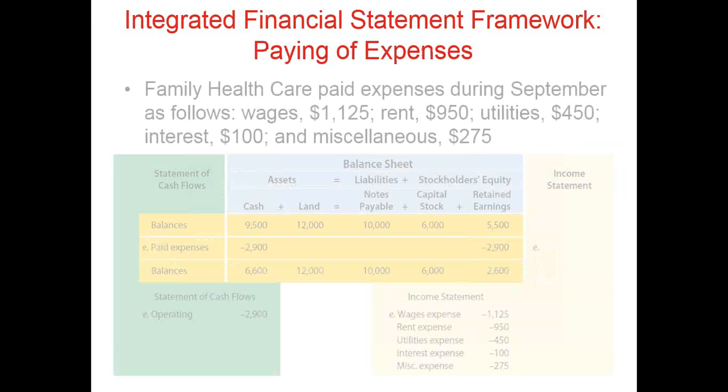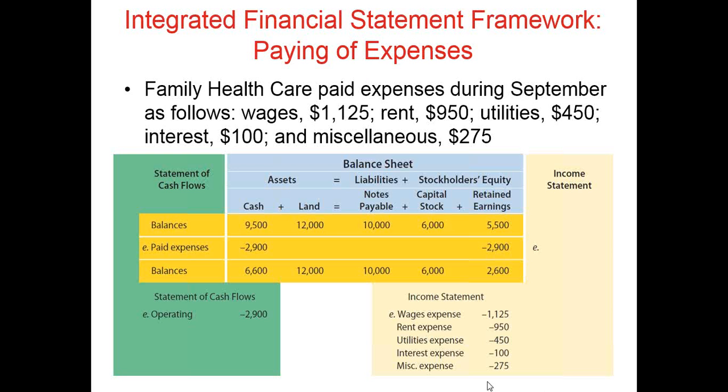Then the company paid expenses during September. They paid all of these in cash. So we're going to decrease our cash. Don't forget our entry on the statement of cash flows. And we're going to decrease our retained earnings.